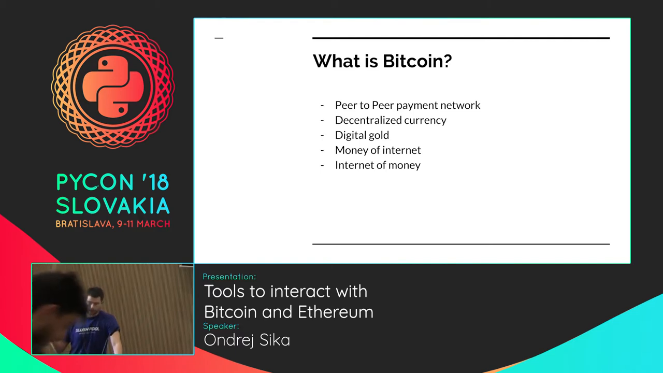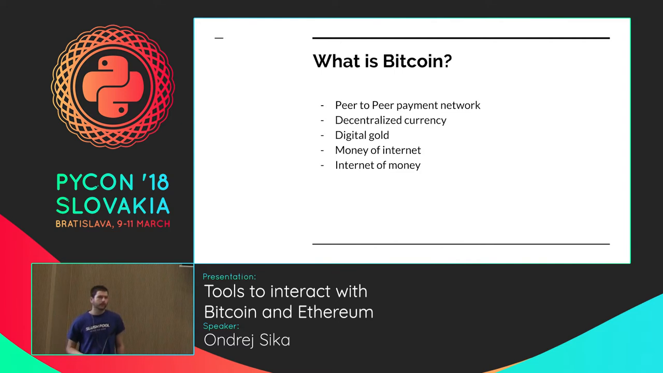It's also digital gold. That means store of value. But we are at an early stage in Bitcoin. The value rises and drops. It's a very risky investment, but I think in the future it will be a store of value. Money of the internet, as I mentioned, is the first real internet money without any middleman you have to trust when you want to send some cash online. And the last thing, internet of money.